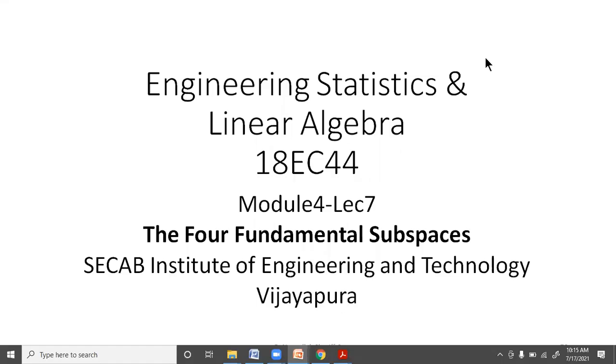So this is Engineering Statistics and Linear Algebra 18EC44. We are in module 4. We were doing the 4 fundamental subspaces. So today we'll take more examples of the 4 fundamental subspaces. Before going forward, we will just try to recall what we have done in the last class.